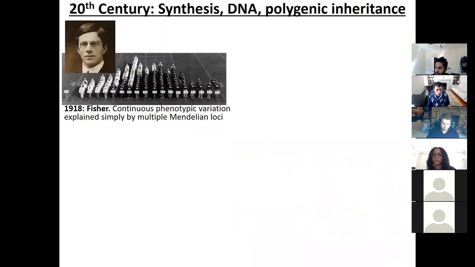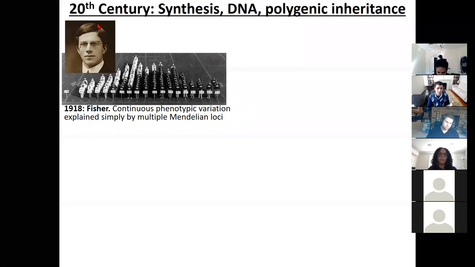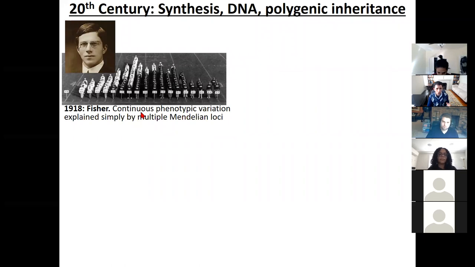So in the last century with Ronald Fisher, we have seen the blending of Mendelian inheritance and this continuous trait variation, with the realization that continuous phenotypic variation can be explained simply by multiple Mendelian loci. The concept that height might appear to be continuously varying across individuals, but you don't need continuous alleles. You could simply deal with discrete alleles, each of which has a modest effect on the phenotype, combining to give this semblance of a continuum of genetic variation.